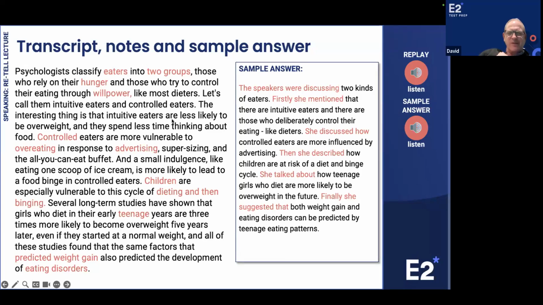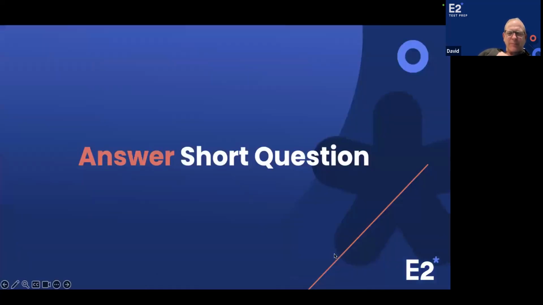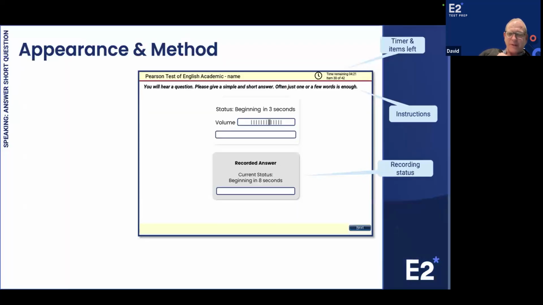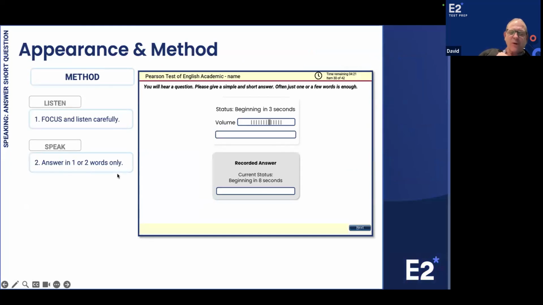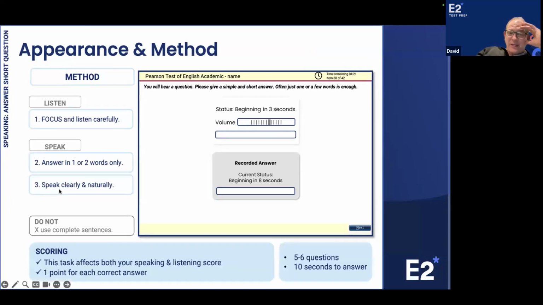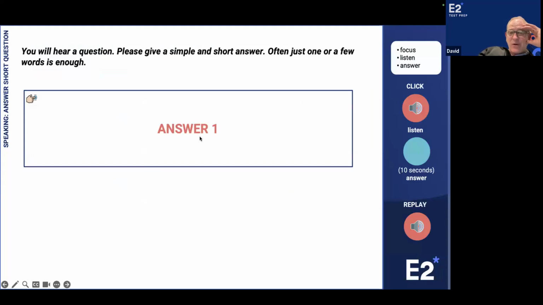Okay, so we sequence our notes in the order of DMD TDS. Yep, and get good at it. Cool. All right, 5, 5, 5, 5 for content, 5 for fluency, 5 for pronunciation. Now, answer short question. We listen, we focus on what's being said, we give a response in 1 or 2 words only. It's only a short question. So let's see if we can do it. Yep, answer short question. Here we go.